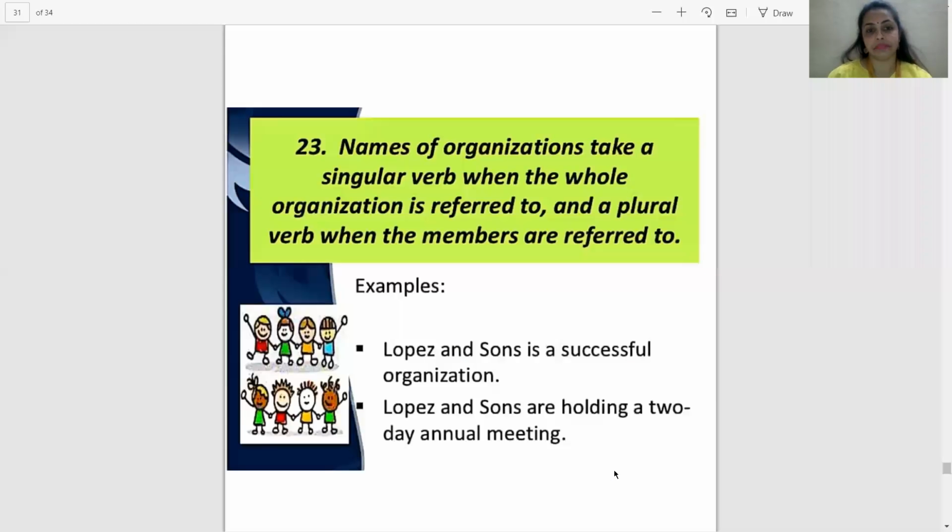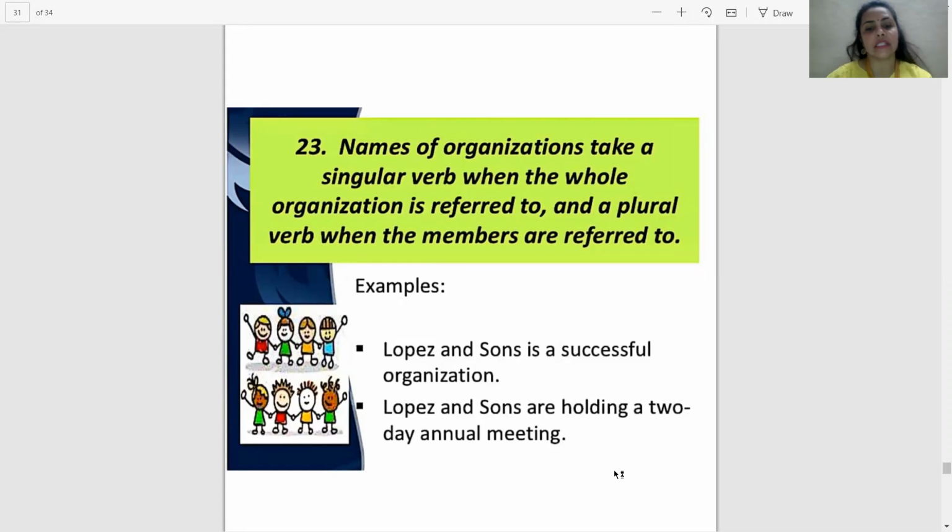Twenty-third rule. Names of organizations take a singular verb when the whole organization is referred to, and a plural verb when the members are referred to. It is somewhat the same. Earlier we have seen committee, group, team, and similarly organizations, so the same rule follows. If we talk about an organization on the whole, it will take singular. If we talk about the members separately, then it will become plural.